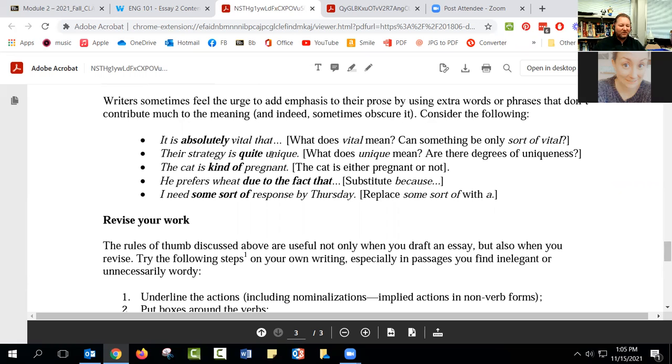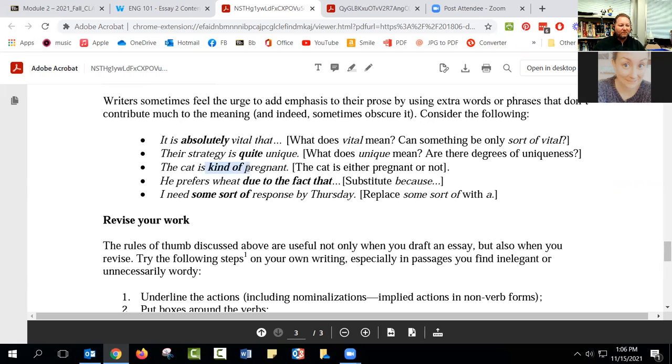What does quite mean to you versus to me versus to some other writer or some other reader, right? It's pretty vague, right? The cat is kind of pregnant. Really? Unless you're making a joke about how fat the cat is, right? This doesn't really do anything. It's either pregnant or it's not pregnant. You can't be kind of pregnant.